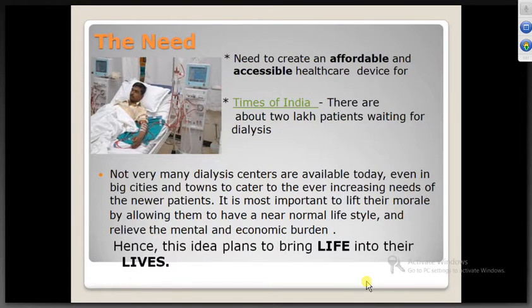So you can see a picture. The need is to create an affordable and accessible healthcare device for dialysis. It is estimated that about 1 lakh patients are added every year, and about 2 lakh patients are waiting in Chennai alone for getting their dialysis done. You can see the volume of people suffering for want of dialysis. So the idea of MCAPD is, as I summed up, to bring life into their lives. That is my motto in bringing out this particular product.